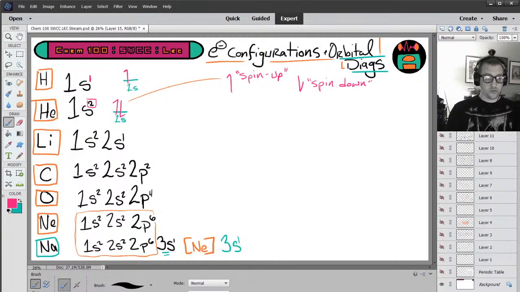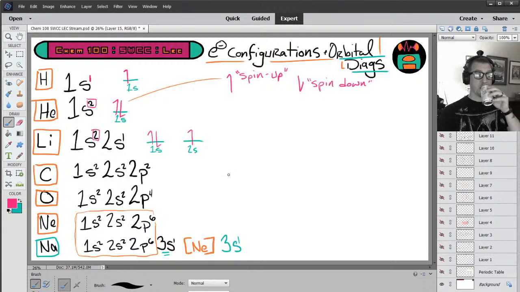All right, let's draw the orbital diagram for lithium. Now, this will be our first orbital diagram with more than one orbital. We need to label each orbital with its shell and subshell. So our first is our 1s orbital, our second is our 2s, and you'll notice here that we have 2 electrons in our 1s subshell, and we have 1 electron in our second. All right, so that is the orbital diagram for lithium.